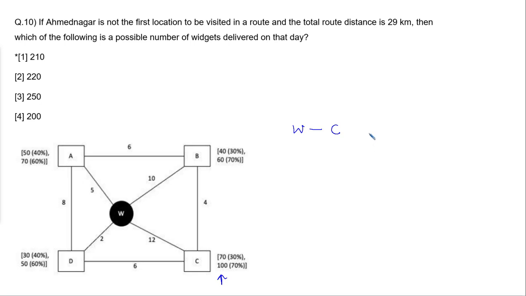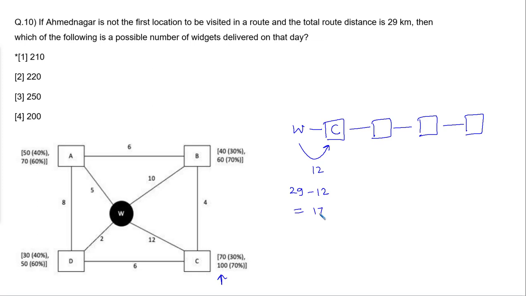After this, from the warehouse to C, the distance traveled is how much? Let's have a look at it. From the warehouse to C, the distance traveled is 12. We want the total distance traveled to be 29. So from 29, 12 is already traveled, the remaining is 17. So we need to travel the distance 17.